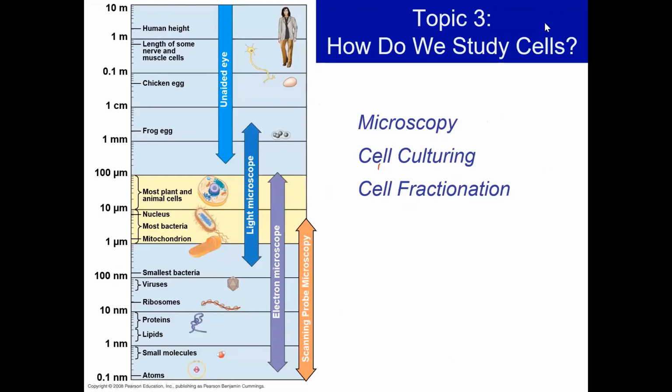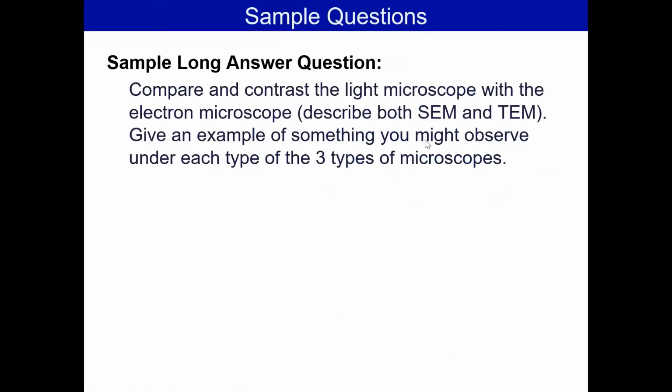Topic 2, we were looking at mostly microscopy and a few other things, and so you have to review those things. What I want to do now is show you a sample type of long answer question and talk to you a little bit about answering these types of questions. So you can see this says compare and contrast light microscopy with the electron microscope, and give some examples of the things you are going to observe.